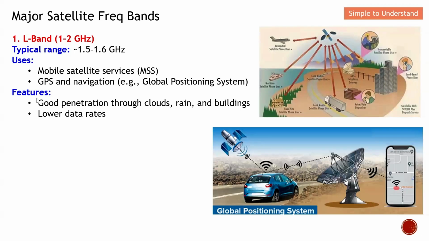Next, come to the features. For L band, they in fact have good penetration through clouds, rain, and buildings because of the lower frequency. Because of the low frequency, it also has a lower data rate.